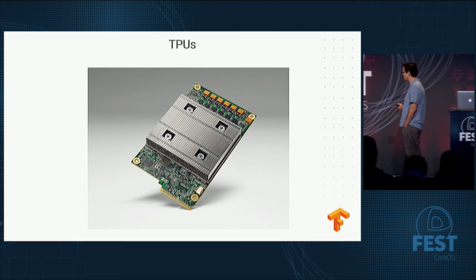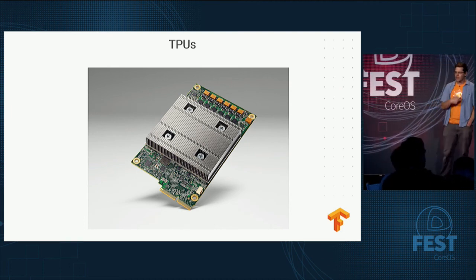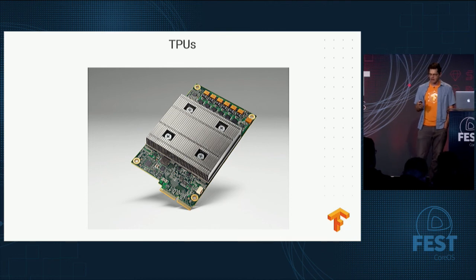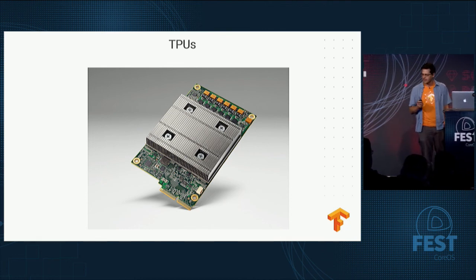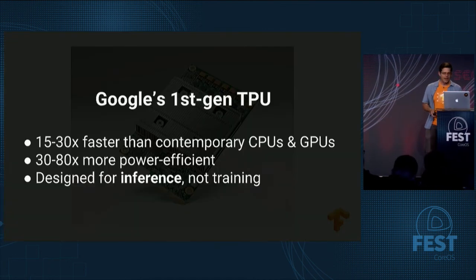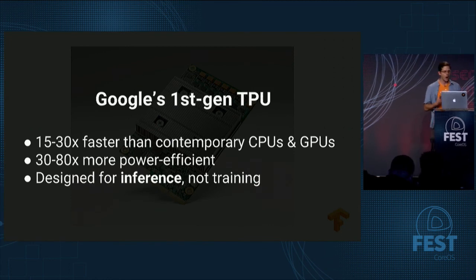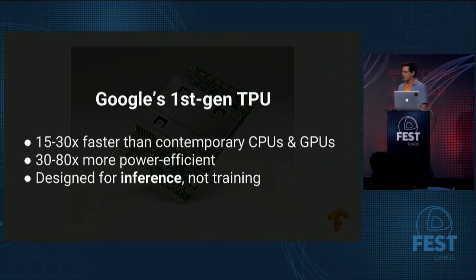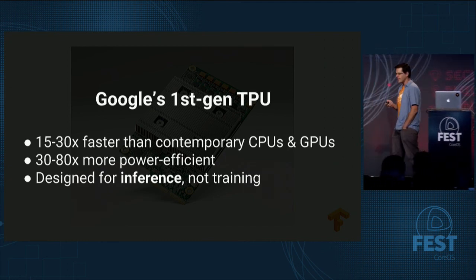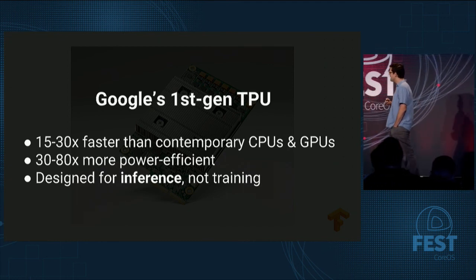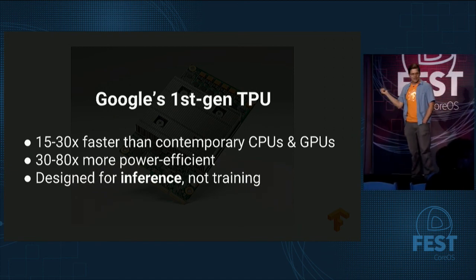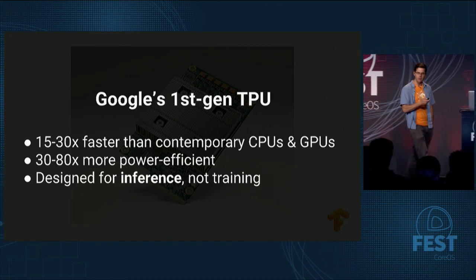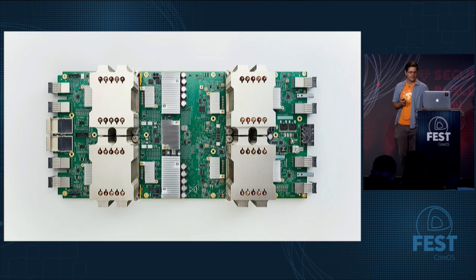These first generation TPUs now support every one of those Google services that use machine learning that I was talking about, products used by hundreds of millions of people every day. They offer excellent compute and power efficiency, 15 to 30 times faster than contemporary CPUs and GPUs, 30 to 80 times more power efficient. But these are designed for inference, not training. So for running your model, for serving your model, but not building it in the first place.